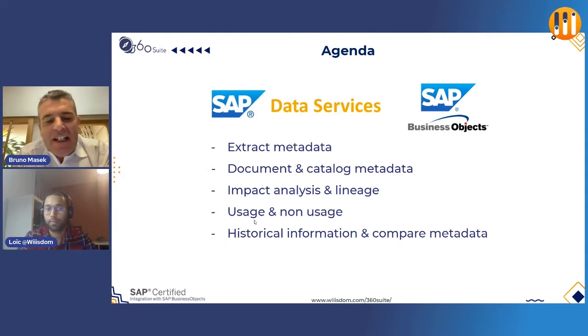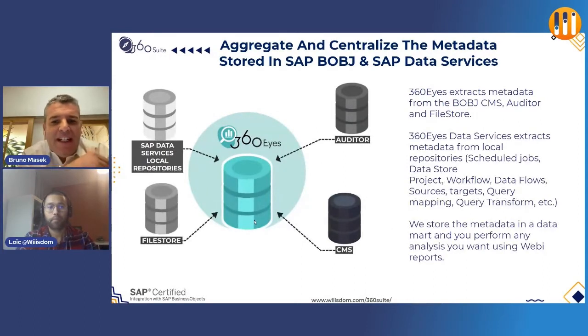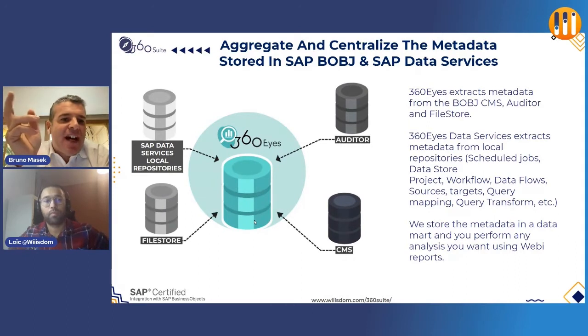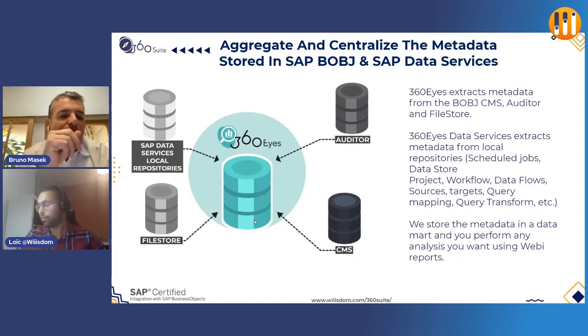During the session as well, we'll be talking about how we can document this metadata, how we can catalog it, how you can analyze the usage, the non-usage, and gather all the historical information. So what does that mean in terms of where that information comes from? Today, in Business Objects, we extract information from the CMS, the auditor, and naturally the file store. And that enables us to do a lot of nice things around the usage and the non-usage.